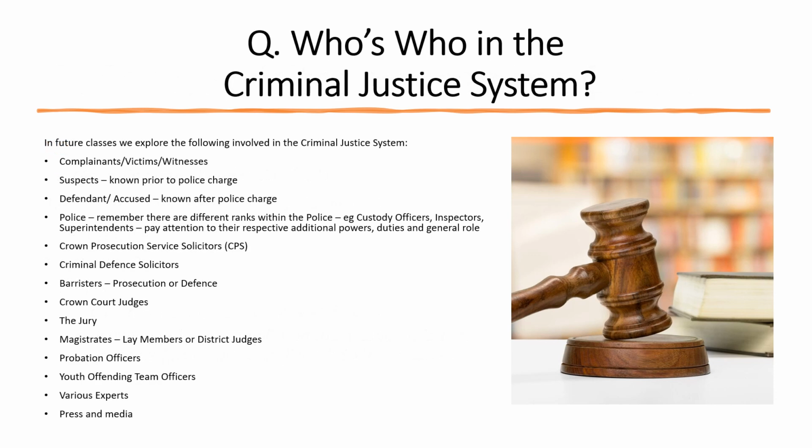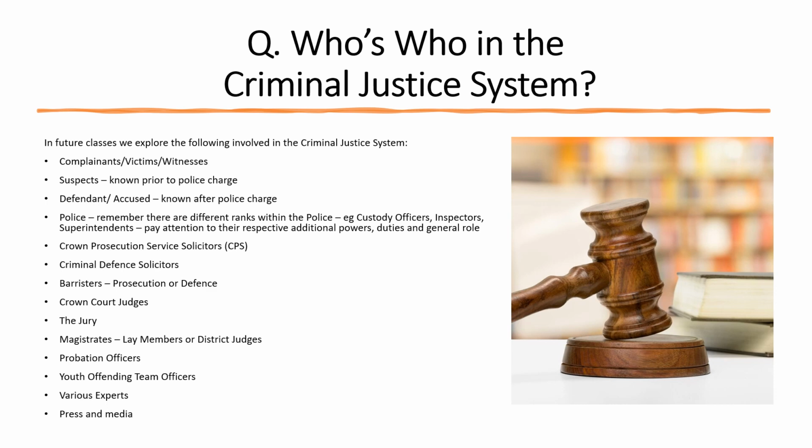So question, who's who in the criminal justice system? In future classes, we explore the following involved in the criminal justice system: complainants, victims, witnesses, suspects, that's the name given to them prior to police charge, defendants and accused, that's what they're known as after police charge.